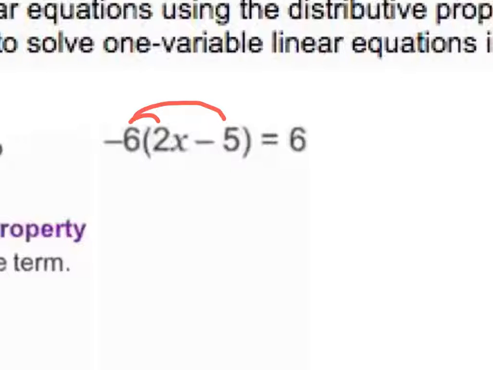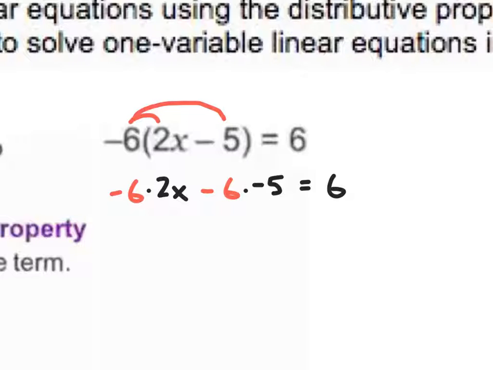So what I'm going to do here is I'm going to take -6 and multiply it by 2x. Then I'm going to take -6 and multiply it by -5, and I'm going to set that equal to +6, okay? And it's important that we carry our sign over because if you miss a sign somewhere, it's going to screw everything else up on the latter end of the problem, and we don't want to do that.